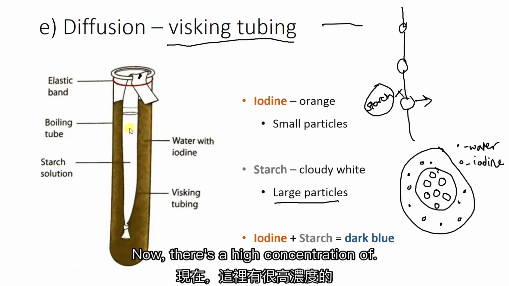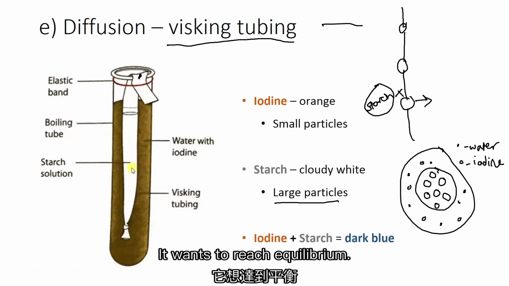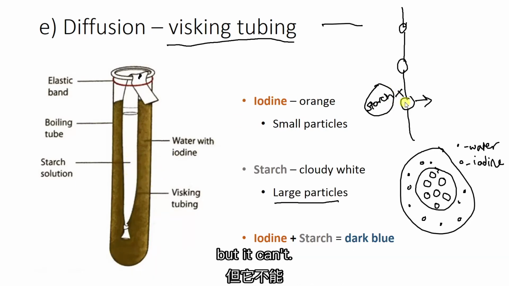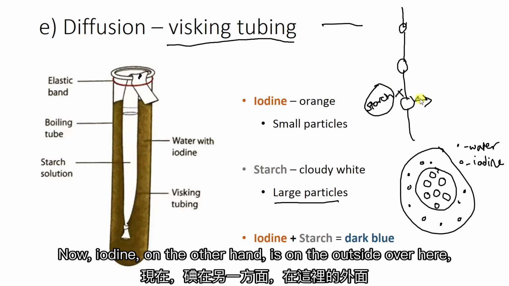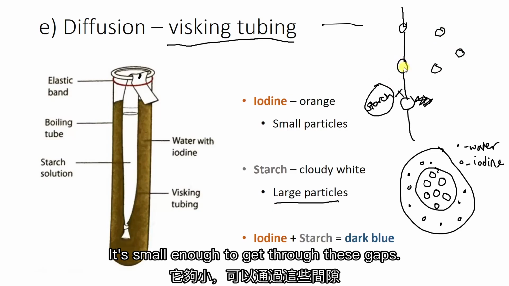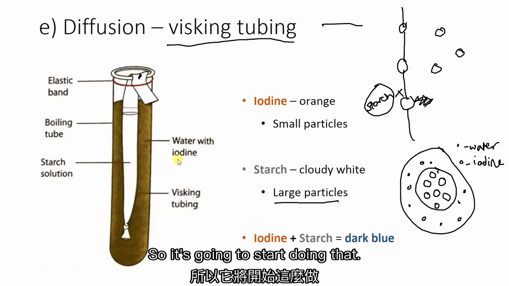Now there's a high concentration of starch in here because there's none on the outside. So it wants to reach equilibrium, it wants to go down that concentration gradient, but it can't. Now iodine, on the other hand, is on the outside over here, and it can get through. It's small enough to get through these gaps. And it also wants to go down a concentration gradient, so it's going to start doing that.